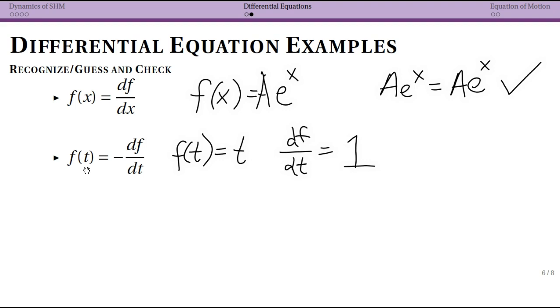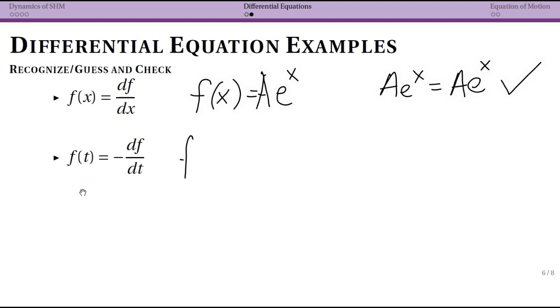And keep in mind that you can't say, oh, t equals 1. No, this has to be true for all values of x or all values of t. So clearly, that does not work. That was a bad guess, but that's okay. You guessed, you checked, it didn't work. Well, notice that this differential equation is really similar to this differential equation, except x became t, that doesn't actually matter, and a minus sign appeared.